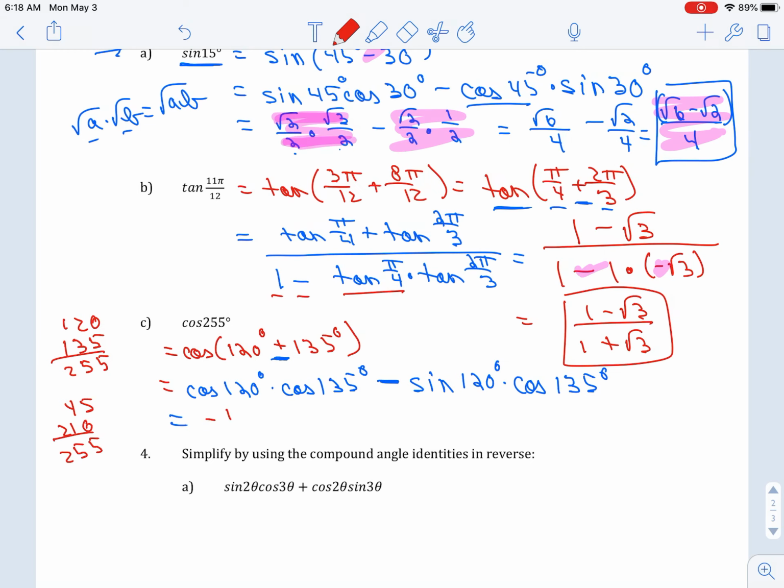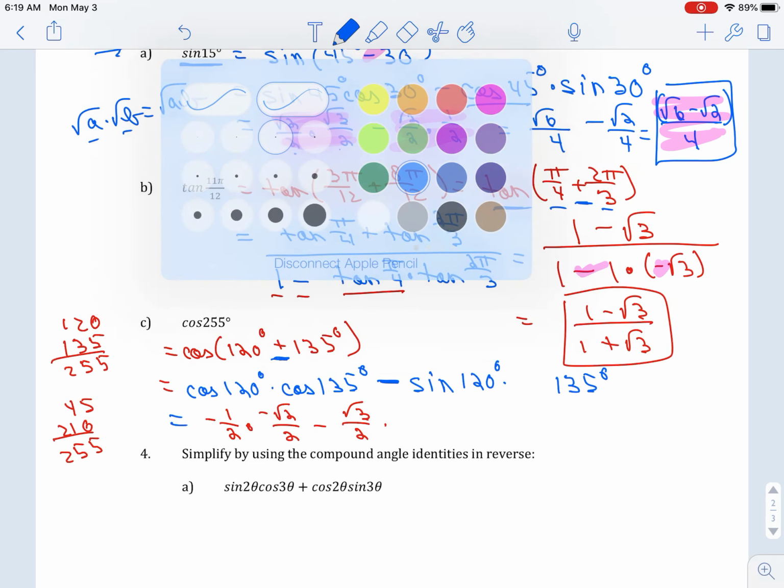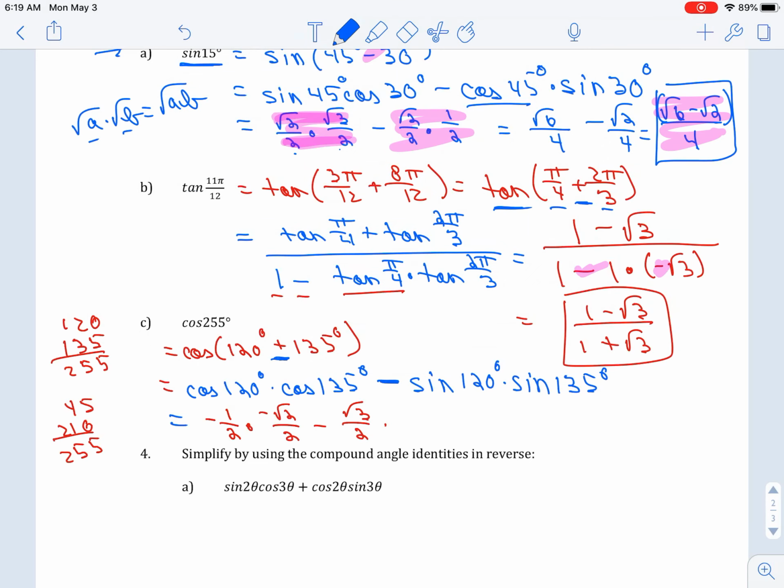The cosine of 120 is negative 1/2. The cosine of 135 is negative square root of 2 over 2. Minus the sine of 120 is the square root of 3 over 2. The cosine of 135 is, this should be sine. I'm having a terrible time this morning. It's cosine, cosine, sine, sine. So this should be the sine of 135, which is square root of 2 over 2.